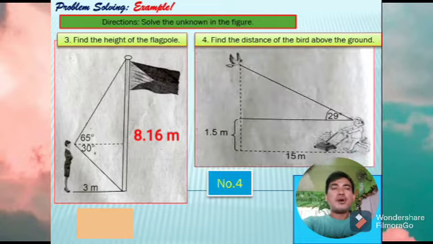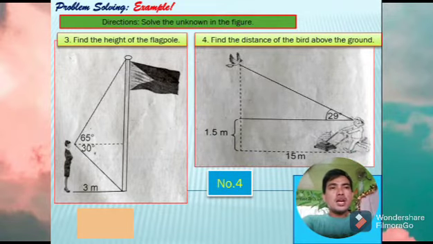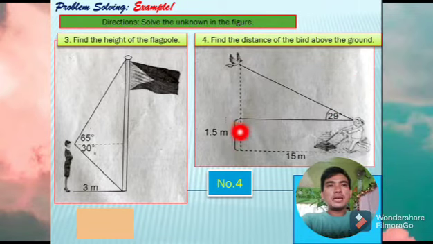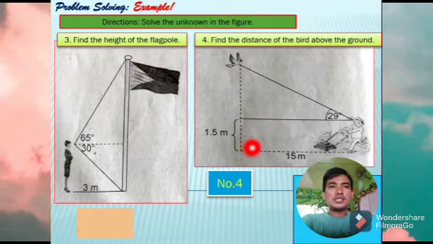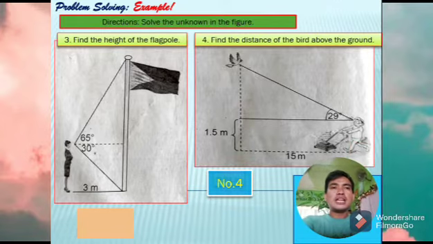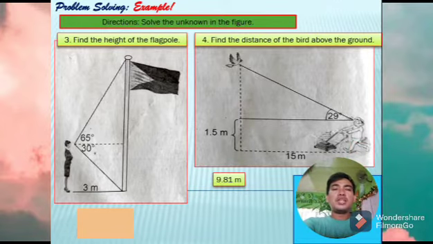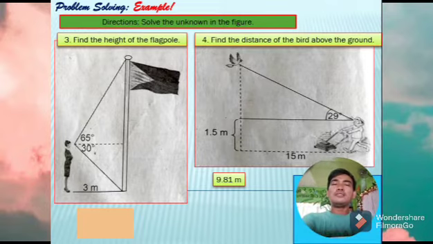Let's have number 4. Find the distance of the bird above the ground. You have it here, 29 degrees, and from here is 1.5 meters. From that place to the little boy is 15 meters. So the answer is going to be 9.81 meters. Let's find it out in our solution.